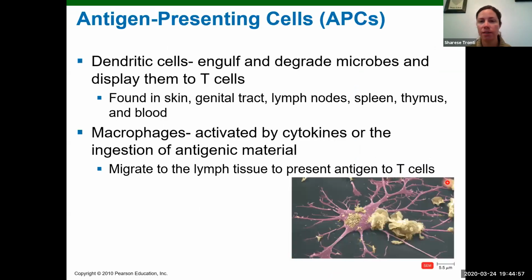A little bit about these antigen-presenting cells. Again, they are mostly dendritic cells or macrophages. Dendritic cells, of course, engulf and degrade these microbes and present them on their MHC class II molecules. And remember that these are the ones that are localized to certain areas. Macrophages do the same thing. They can be activated by cytokines as well as the ingestion of the antigenic material. But these guys are going to migrate to the lymph tissue to present antigen to T cells.